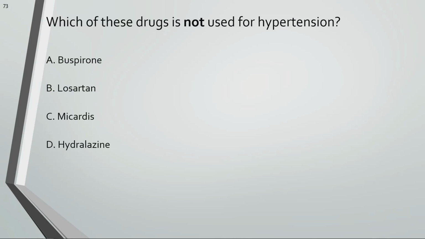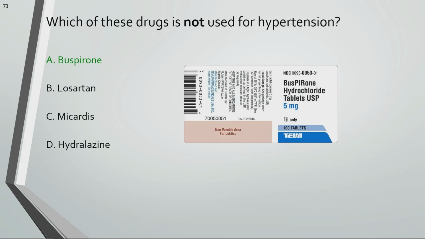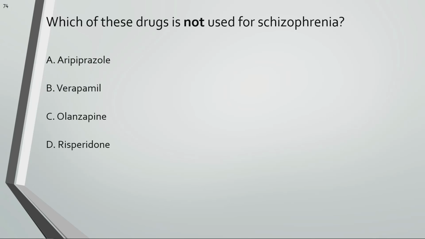Which of these drugs is not used for hypertension? Buspirone is the only choice not used for hypertension. It's used for anxiety. Which of these drugs is not used for schizophrenia?